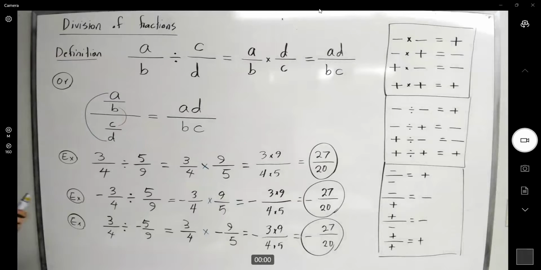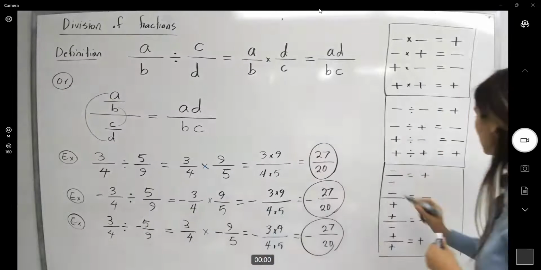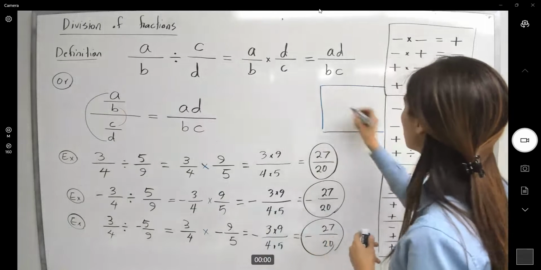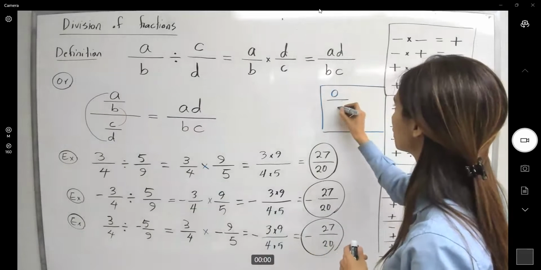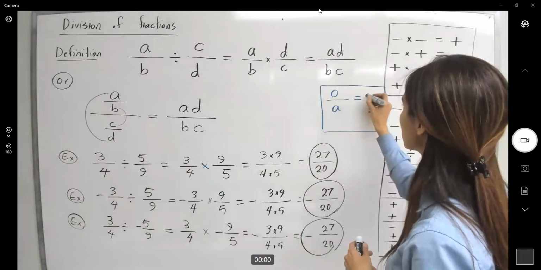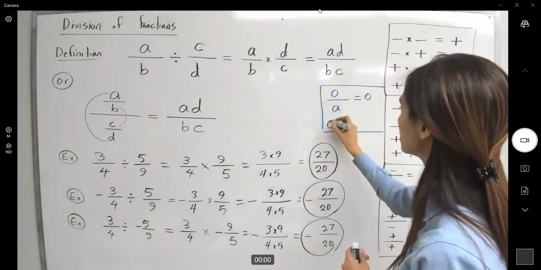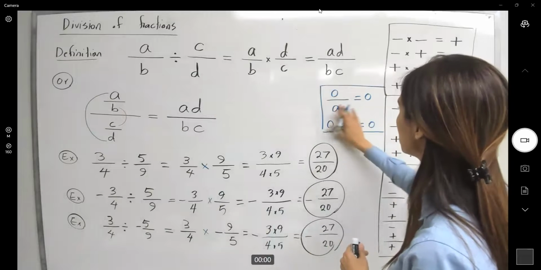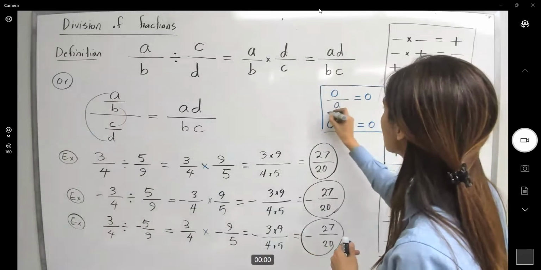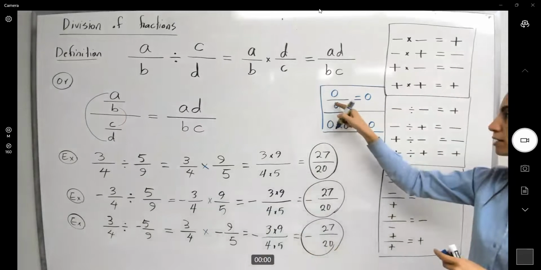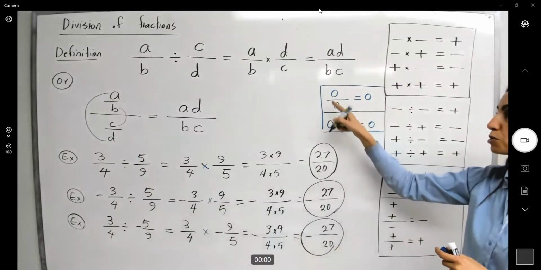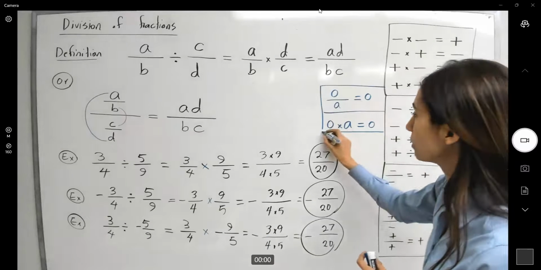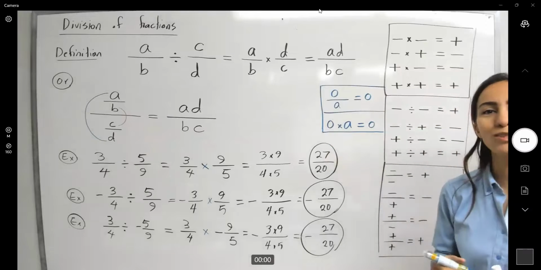One special case, remember that if you're dividing 0 by any non-zero number, 0 divided by a is always 0. Also 0 times a is 0. Remember these two important cases. If a is non-zero on the denominator, 0 divided by a is always 0. If you multiply any number by 0, the outcome is also 0.